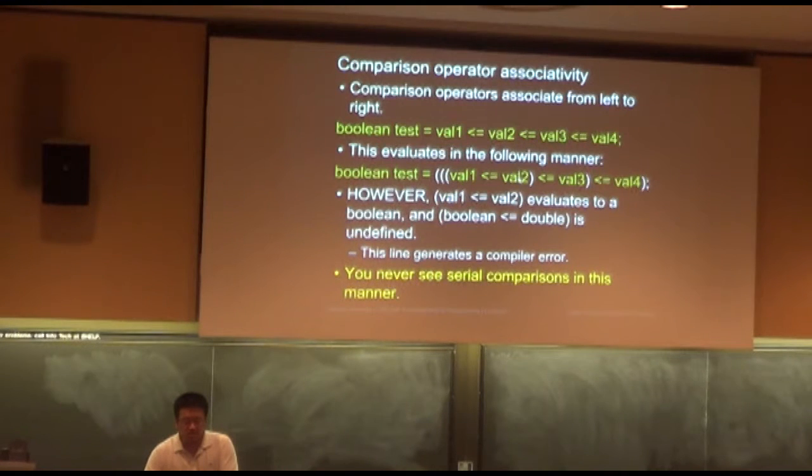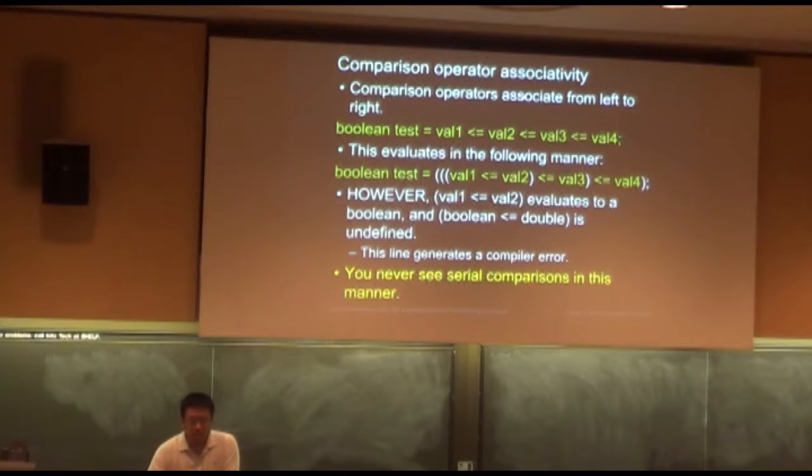And val1 and val2, let's suppose they're doubles here, those things are going to be compared, and then you're going to get a Boolean, right? And this Boolean is going to be substituted for these two and then compared somehow to val3. And that comparison is not possible. You can't perform a comparison between a Boolean and a double. So that's not going to compile. As a result, having multiple comparison operators in serial like this doesn't compile, and it won't work.